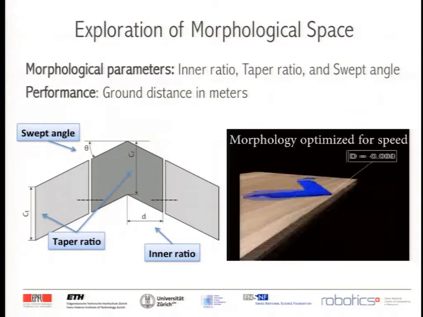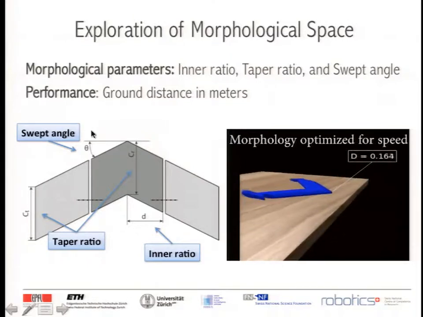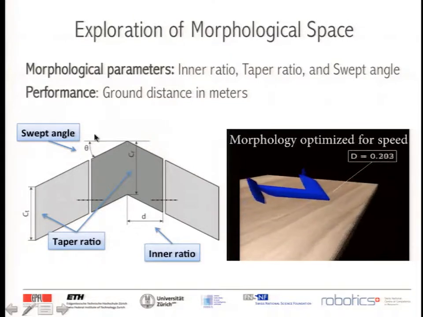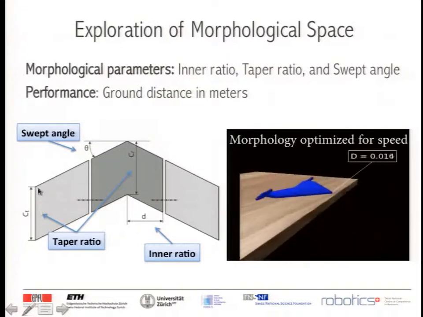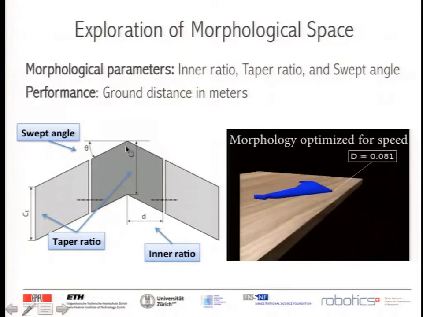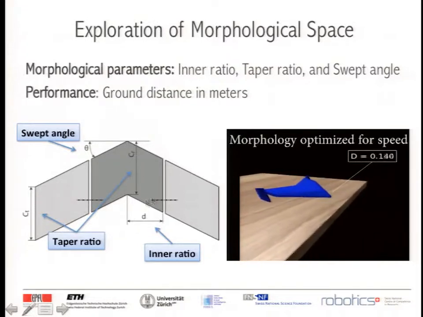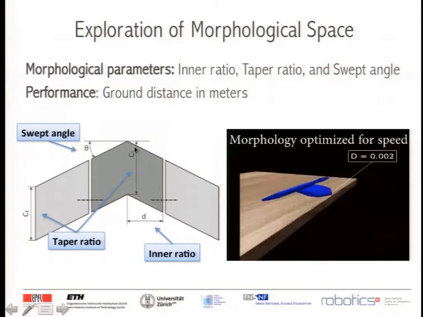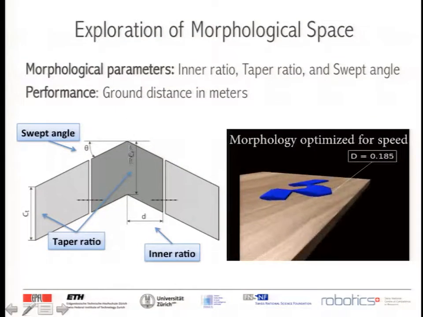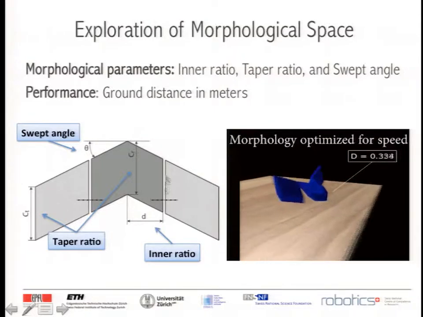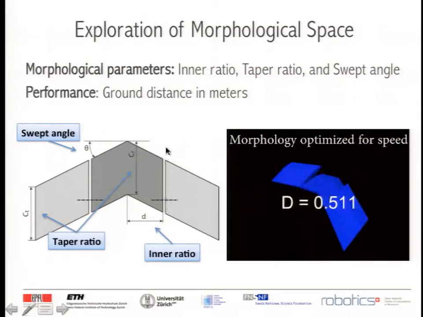These parameters are this swept angle that you see here, the taper ratio, that is the ratio of the length of this segment and of this segment here, and then the inner ratio. The inner ratio is the distance between the center axis of the fixed wing and the point of rotation of the tip of the wings, so you can change this.